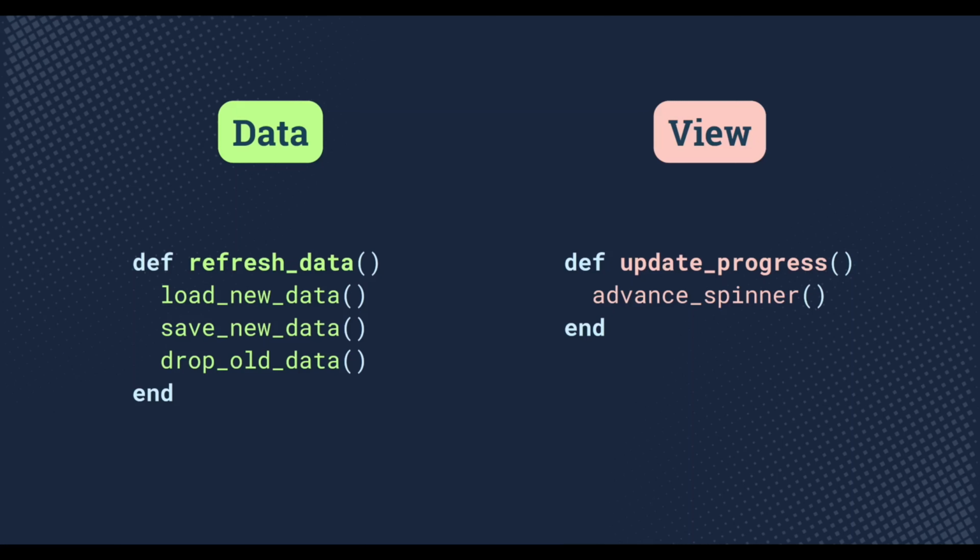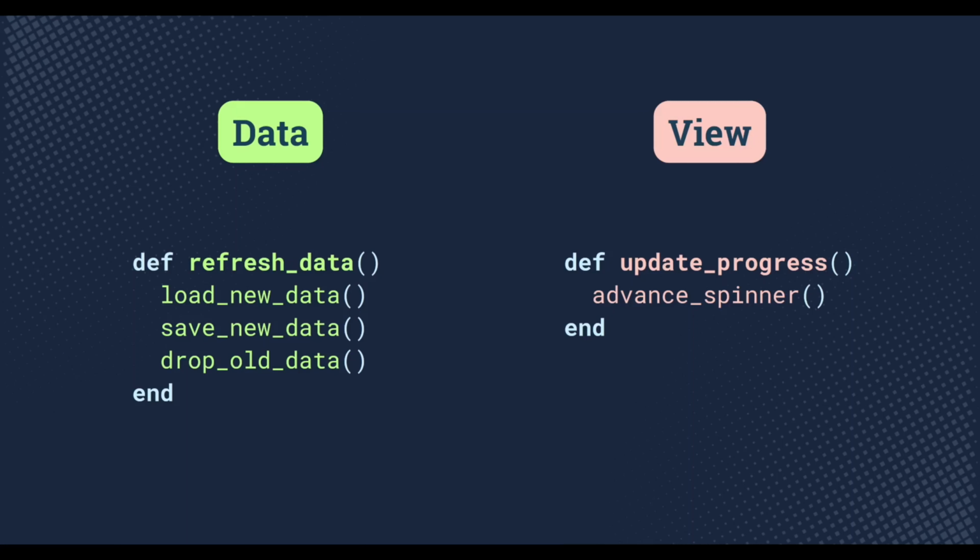So here we write a function called refresh data, which updates application data in 3 steps. First, we load it, for example by downloading it from the internet. Then we save it to a local storage so that it's easier and faster to access by the application. And finally, we drop any old data that has now become obsolete.